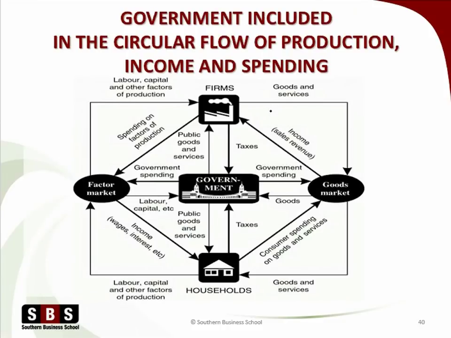And then this is just a more complicated one. This has been asked in exams before, but this exam, we're not going to ask it like this, but it's important, just work through that, and then you'll see the logic behind it. This is just where the government is brought into play. So it's the government included in the circular flow of production, income and spending. So what the role of the government is, how it interacts with the firms and with the households, into the goods market and into the factor market.